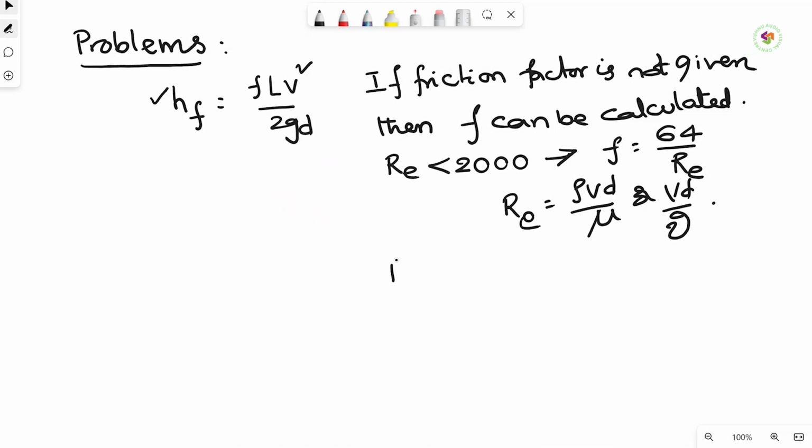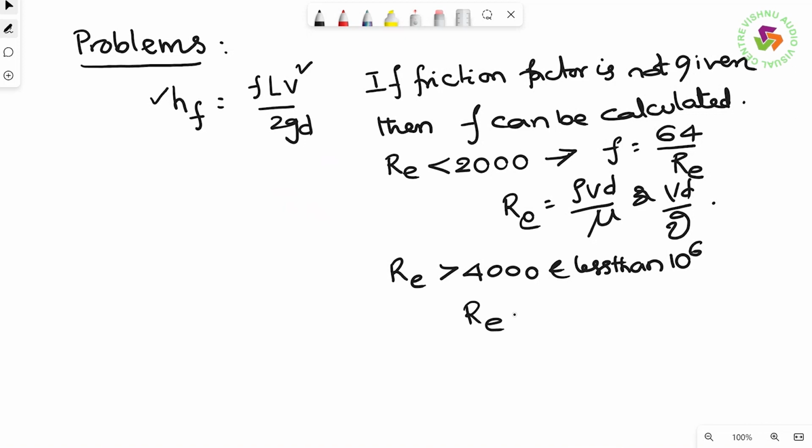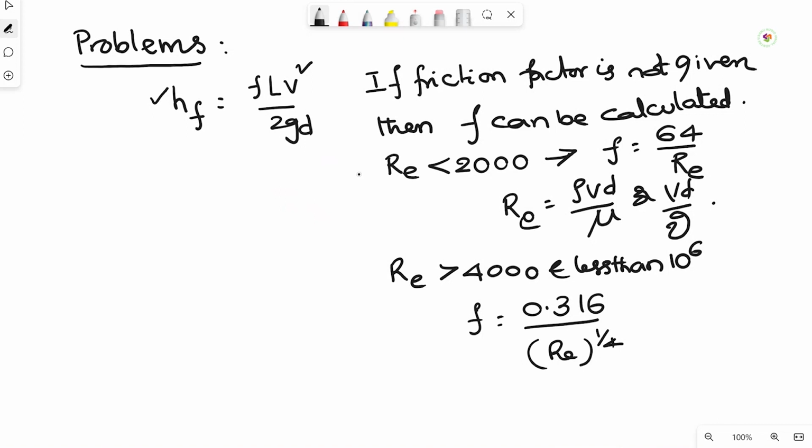If Re is greater than 4000 and less than 10 to the power of 6, then F is equal to 0.316 divided by Re to the power of 1 by 4. There is one more formula if Re is greater than 10 to the power of 6, which is also already given to you. But most commonly, these are the two.